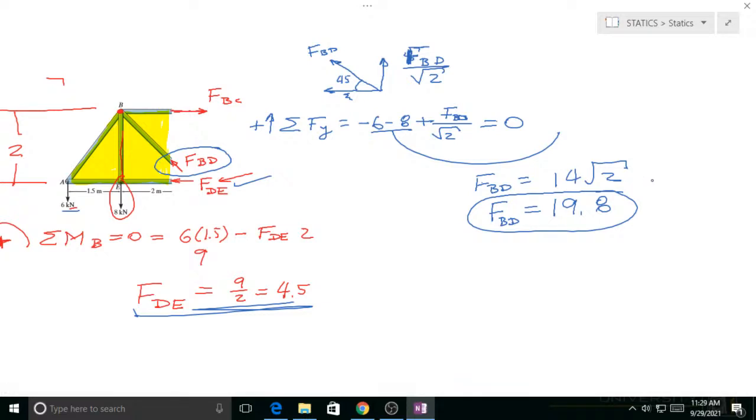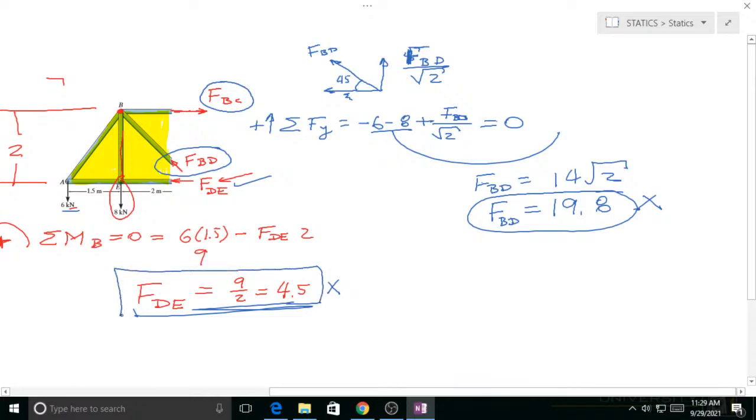Now the question is, if I wanted to find BC, if someone asked you to find BC and you didn't want to work hard, you didn't want to depend on this one, and you didn't want to depend on that one, there's a way you can do that.